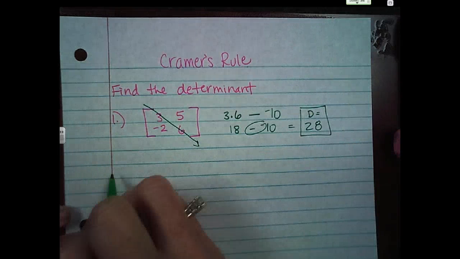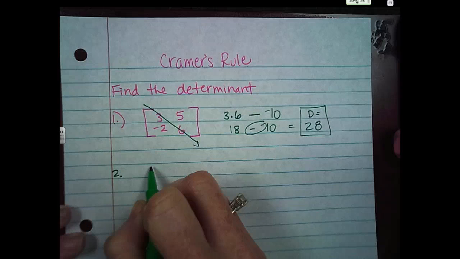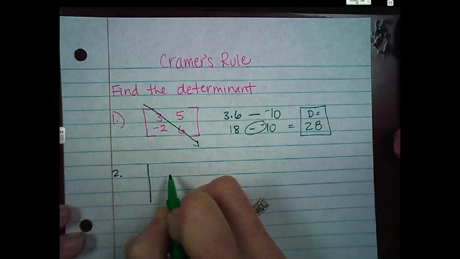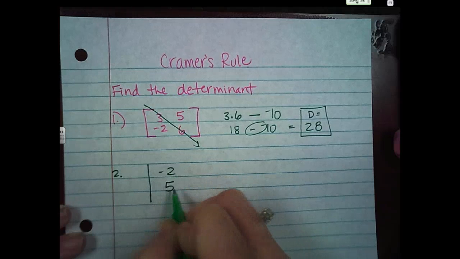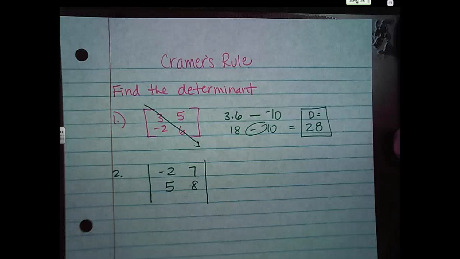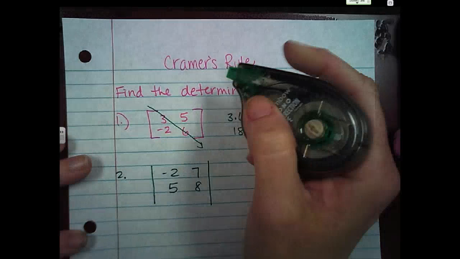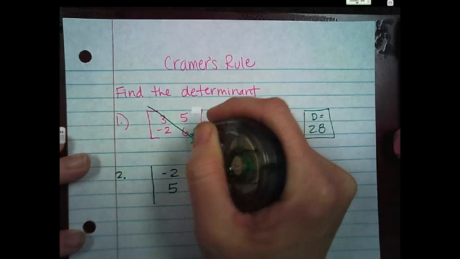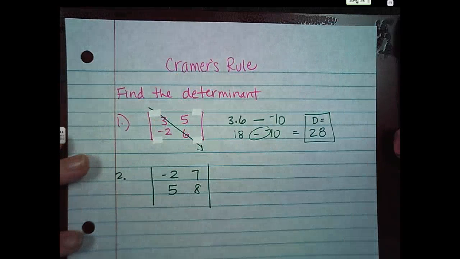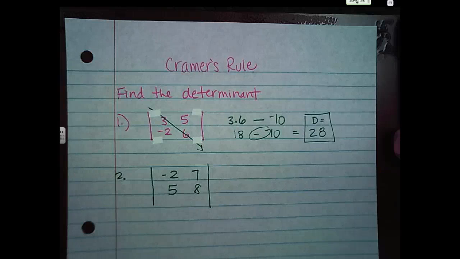Okay, now let's try number 2. -2, 5, 7, 8. Okay, and number 1 actually has a typo on it. If you're asked to find the determinant, really, the question will look kind of like this. It will look like an absolute value. Okay.